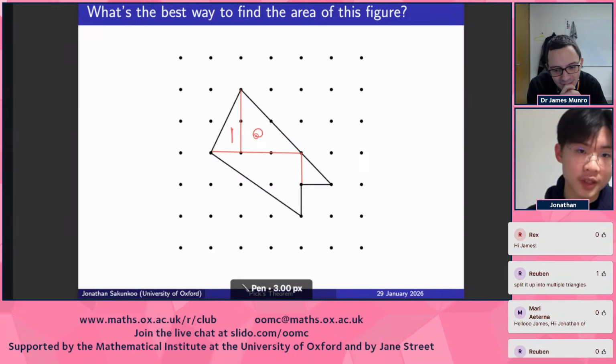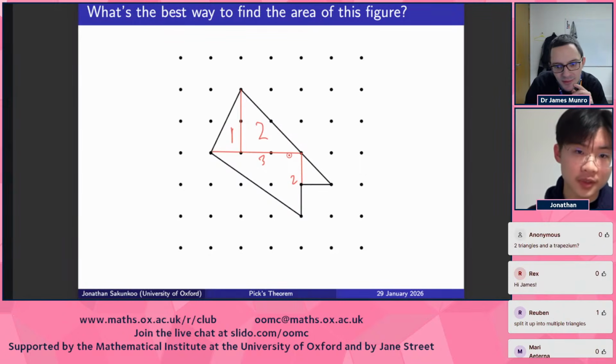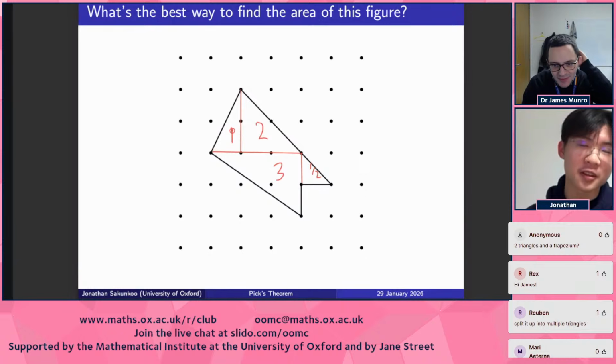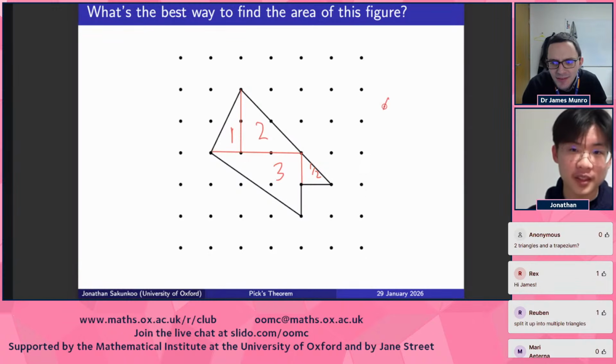And then for this one, similarly, we have 2 and 2. So this one has area 2. This is 3 and 2, so 3 times 2 is 6 divided by 2. This has area 3. And finally, this small triangle has area 1/2. So the total area here is 1 plus 2 plus 3 plus a half is 6.5.